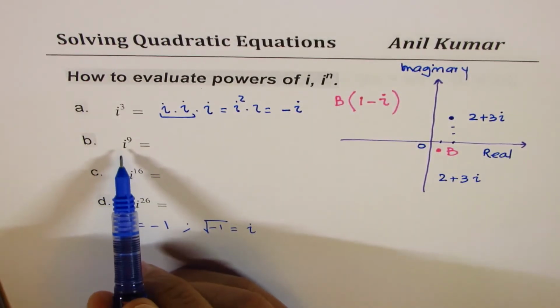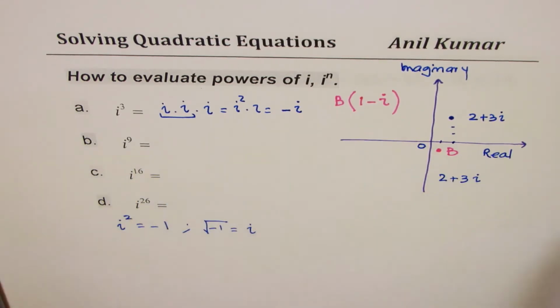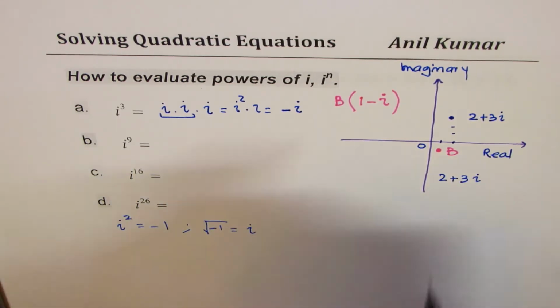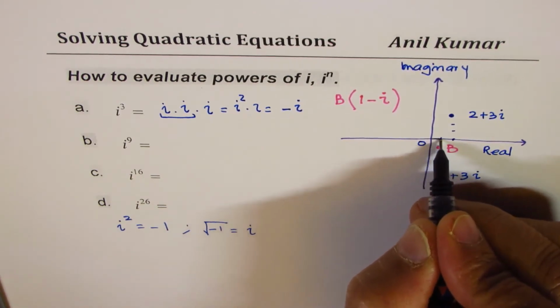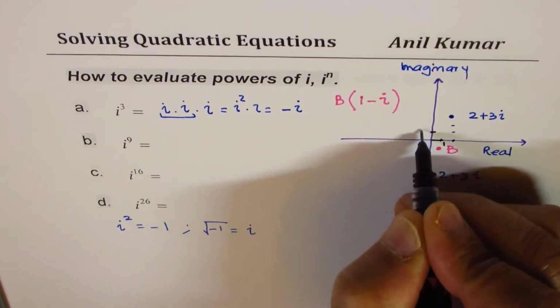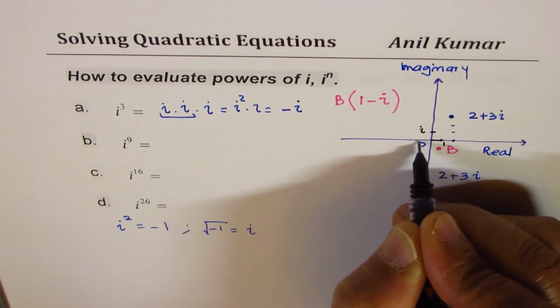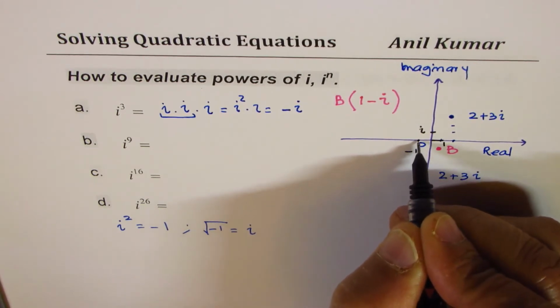If I have to figure out what is i to the power of 9, I have a different way. So what you will notice here is that on this plane, here we have, let's say, 1, right? So let's say this is 1. Then this is what? This is i. And this is actually -1, which could be written as i squared also.